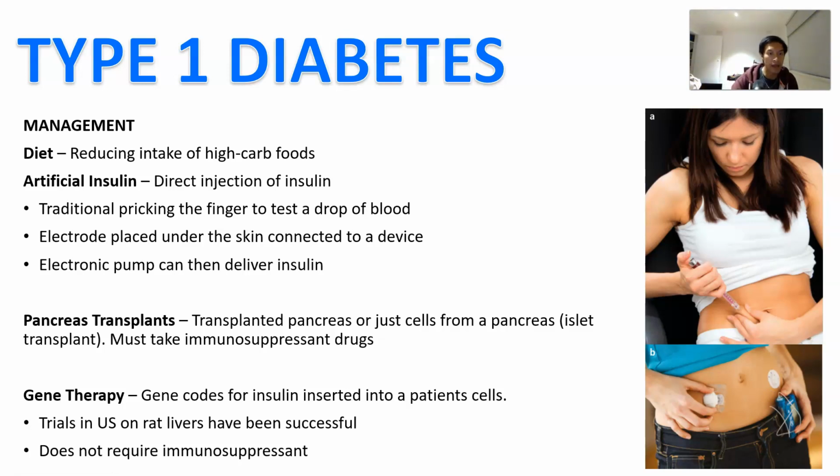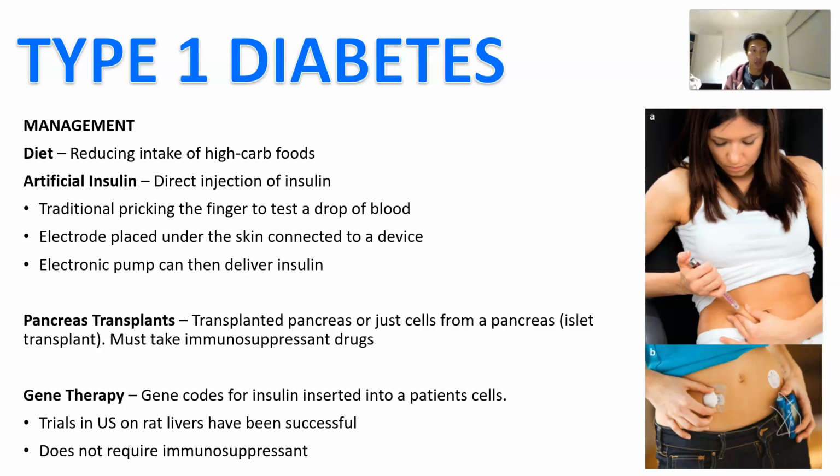You can also have pancreas transplants. You can transplant part or the whole pancreas. If you do part or just a few cells, it's called an islet transplant. However, if you have pancreas transplants, you have to take immunosuppressant drugs to make sure that the immune system doesn't attack the transplanted pancreas or part of the pancreas cells.